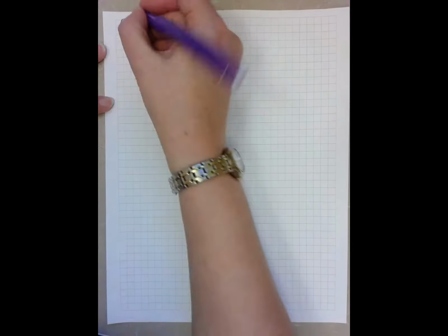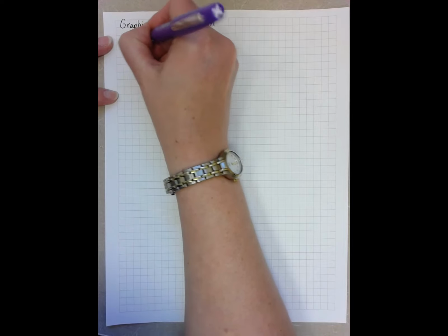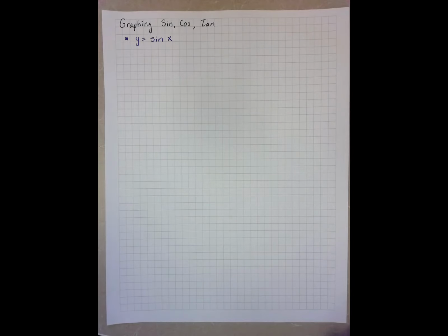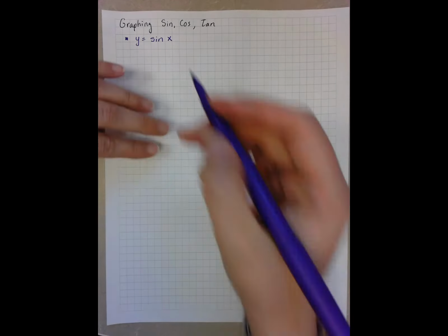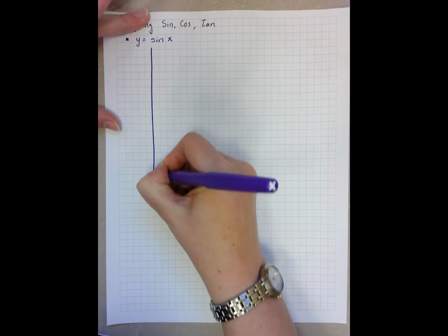So these notes are on graphing sine, cosine, and tangent functions. The first one we're going to look at, and is often the one used as the anchoring one, is sine. So y equals sine x. And the first thing we're going to do is look at a table of values and see some patterns.